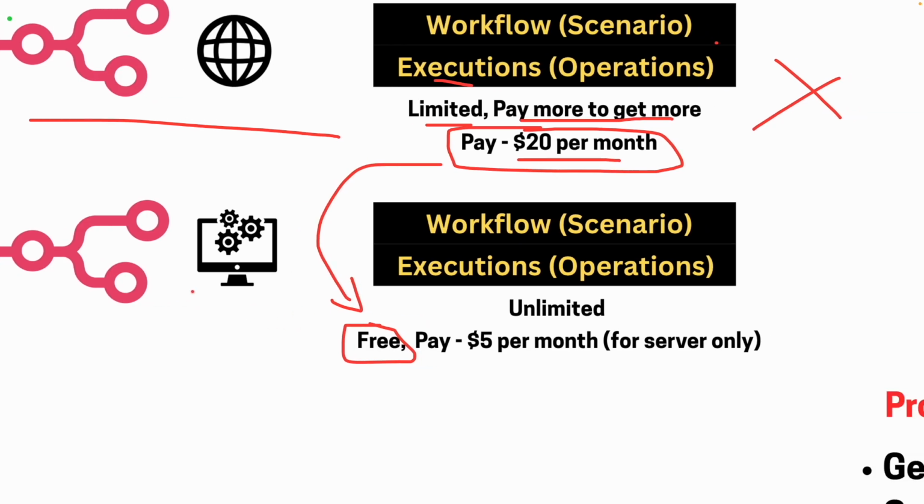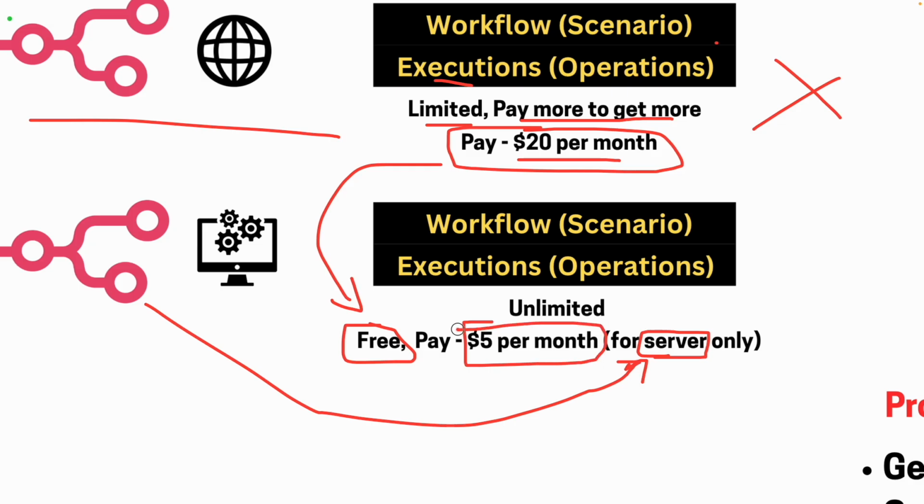All you need to do is install this community version on your server. You can use your VPS server, maybe. On your server you install N8N, and all you need to pay is the server cost. So $5 per month, just for your server. And inside this server you can install anything, and you can use it for a lifetime. The best thing is that it is unlimited. That means all the executions and workflows are unlimited.